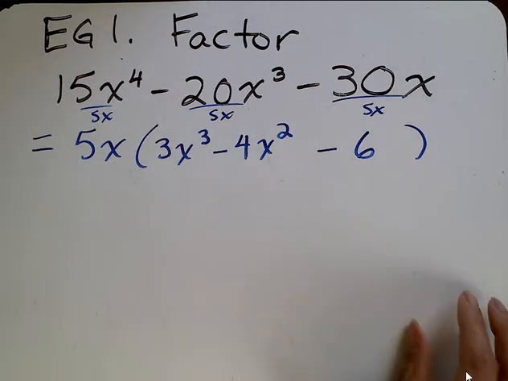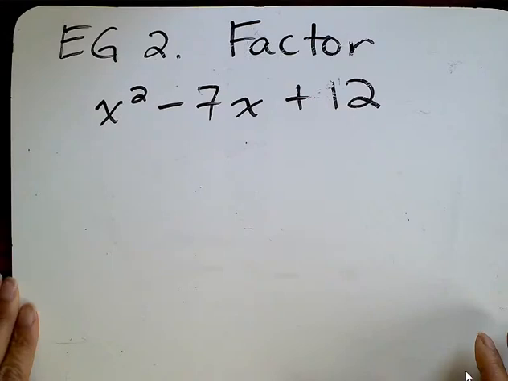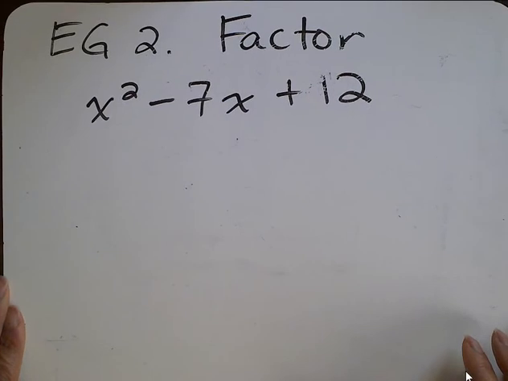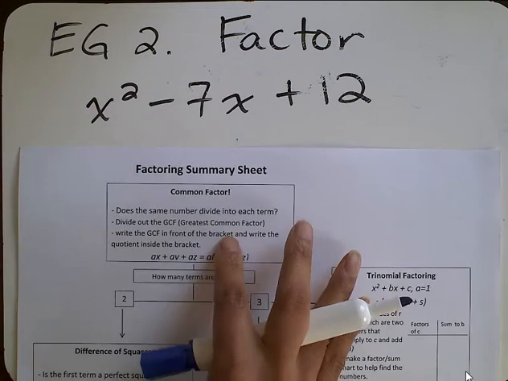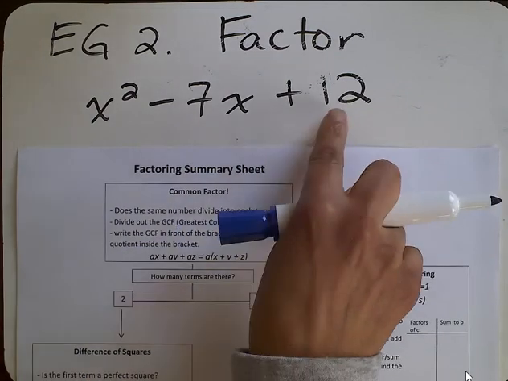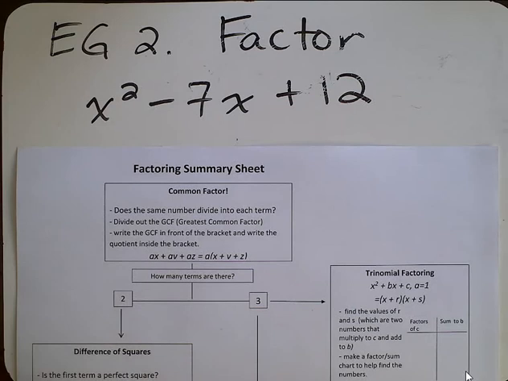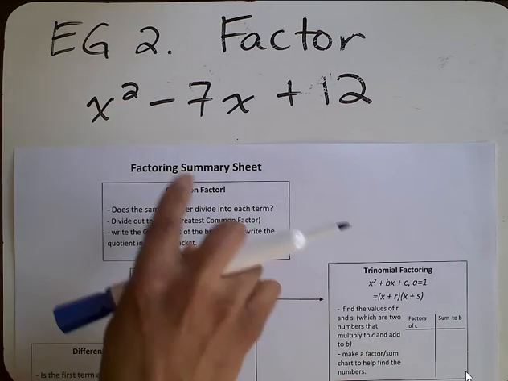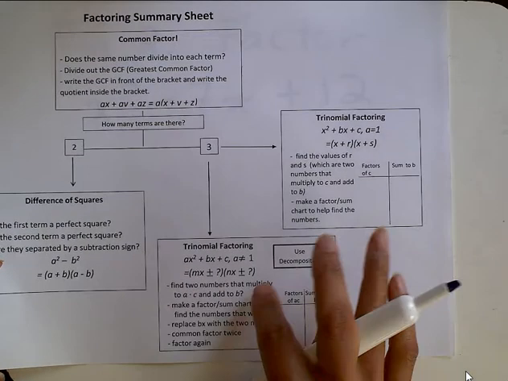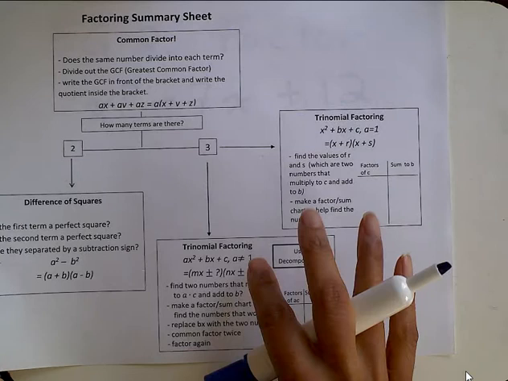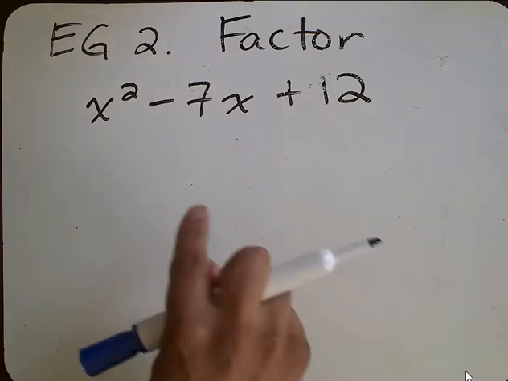So in example 2, we want to factor x squared minus 7x plus 12. So my first step in my factoring chart is I look to common factor. I take a look at my 3 terms. I cannot common factor. So then I ask myself, how many terms are there? Are there 2 or are there 3? Well, there's 3 terms. It's a trinomial. Okay, so now I'm choosing between these 2 methods. Is A 1 or is it not 1? Here I can see that A is 1.